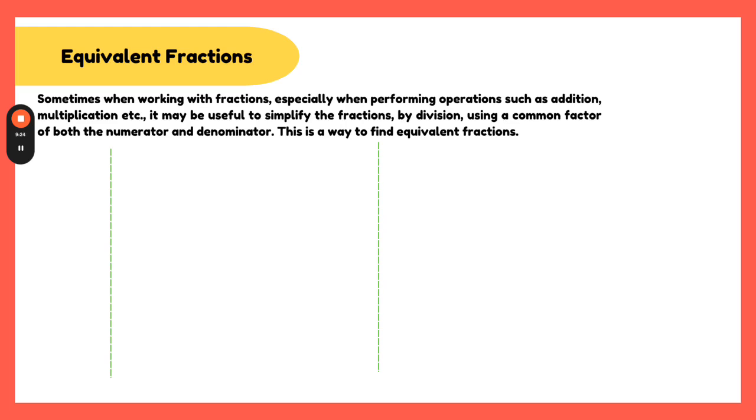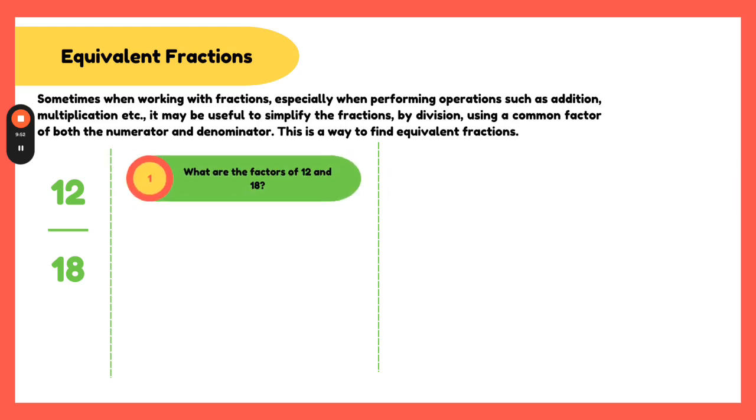So we have an example just to help you understand what I mean in this case. We have a fraction here of 12/18, and we want to find this fraction in its simplest form, or to find a fraction equivalent to 12/18. To do this, our first step is to find the factors of 12 and 18.